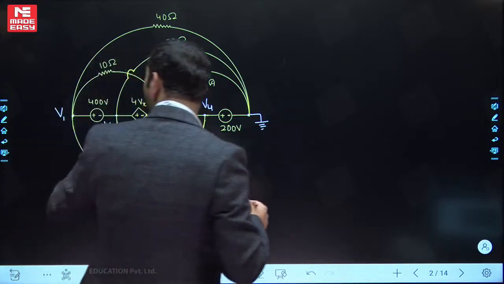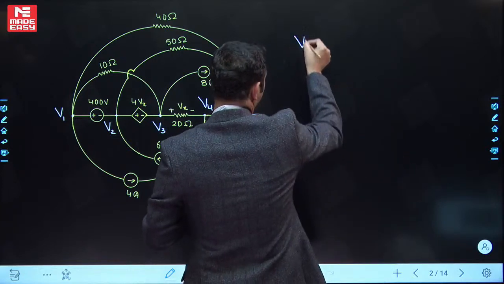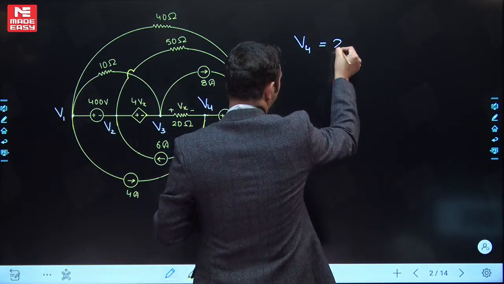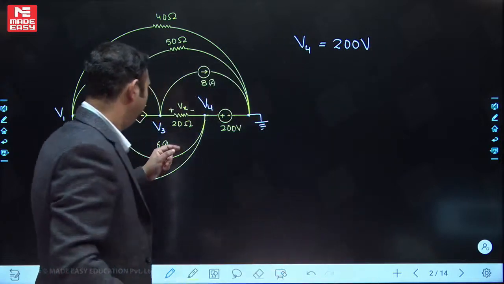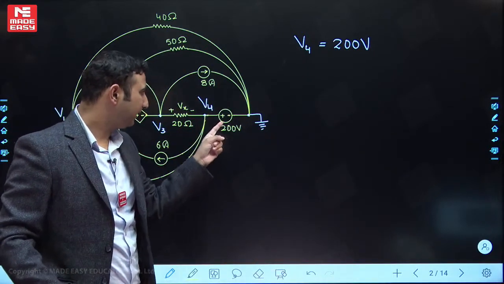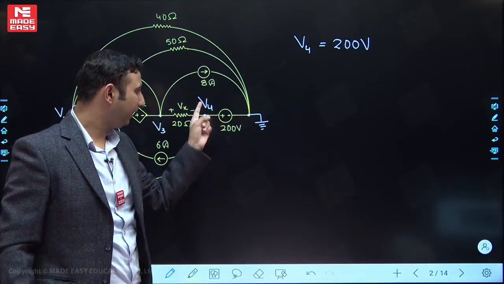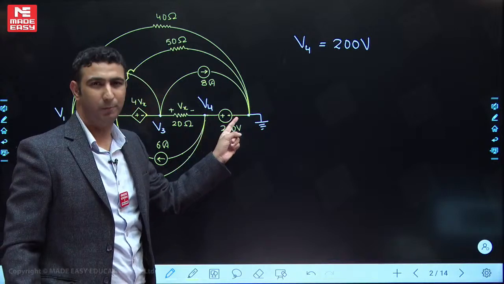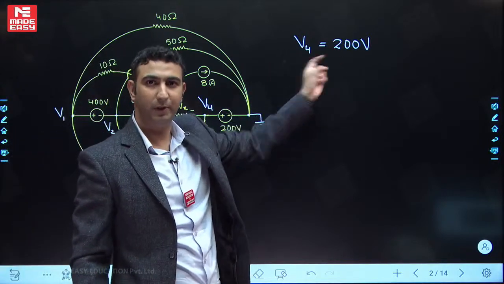Now, if you see over here, V4 is directly equal to 200 volts. Why am I saying so? Because this voltage source is connected between a non-reference and a reference node. So obviously its voltage we can directly write equal to 200, higher potential minus lower potential. V4 minus 0 is equal to 200, so V4 is equal to 200 volts.